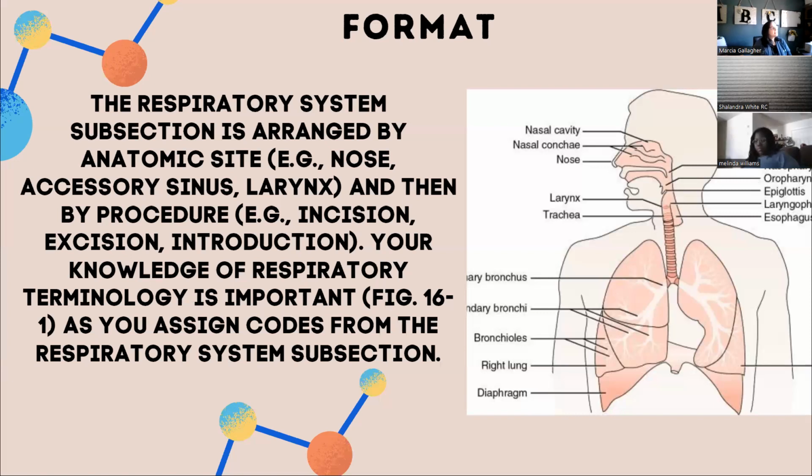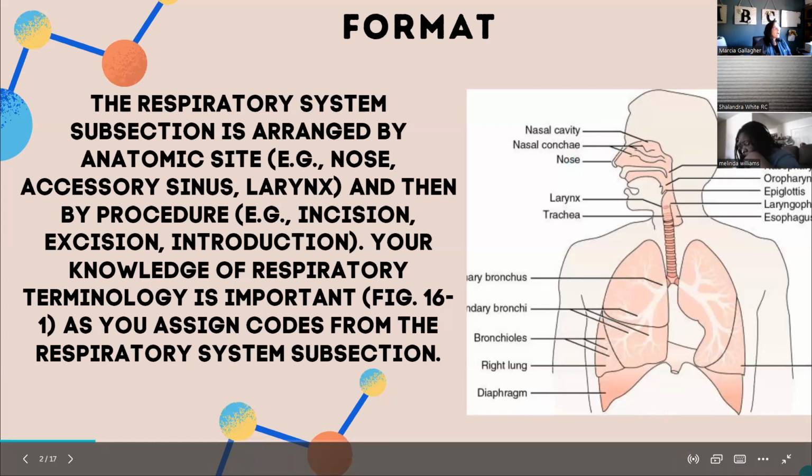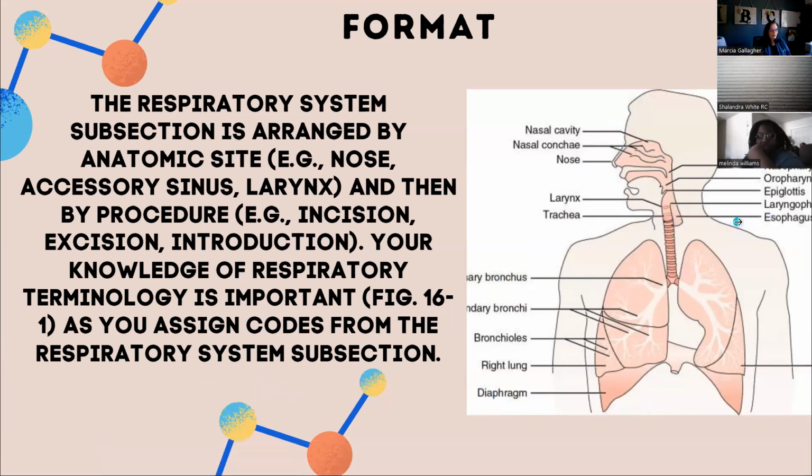The respiratory system subsection is arranged by the anatomic site, which would be the nose, accessory sinus, larynx, and then it's broken down by procedure: incision, excision, introduction. Your knowledge of the respiratory terminology is important. This is figure 16.1 in your textbook; I just copied and pasted it. As you assign codes from the respiratory subsection, just knowing your terms is going to be important. So it's broken down by anatomic site, then procedure.